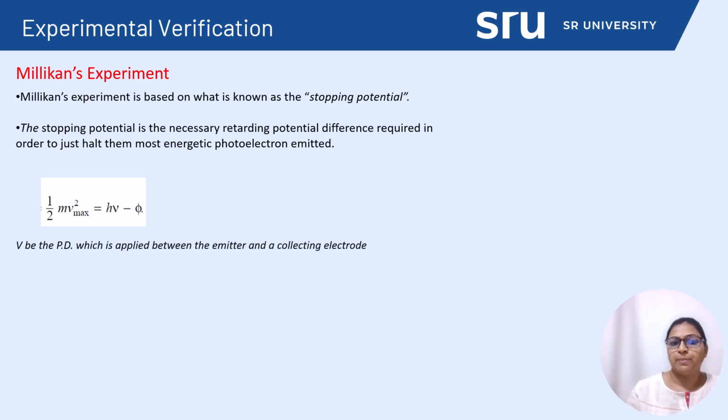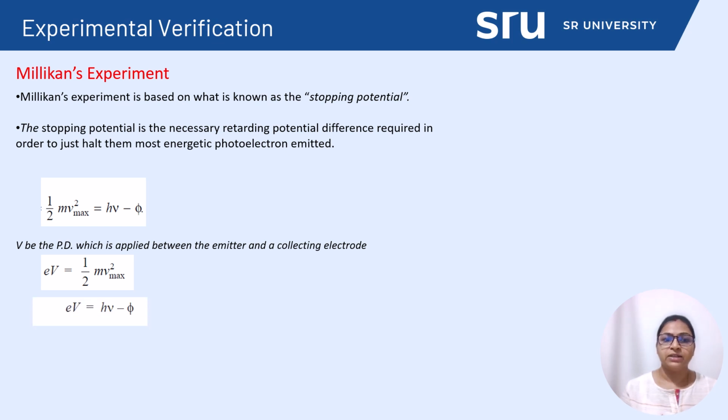To prove this, he first defined that if capital V is the potential difference applied between the emitter and a collecting electrode in order to prevent the photoelectron from leaving the emitter, the emitter being maintained at a positive potential with respect to the collector, then e V is equal to half of m v max square, and this e V we can write as h nu minus phi.